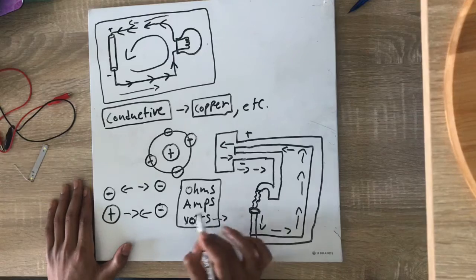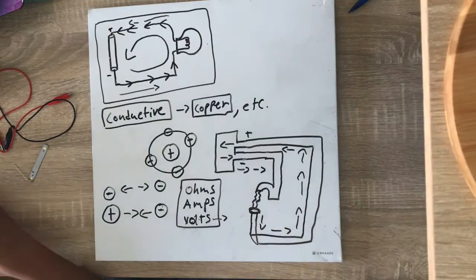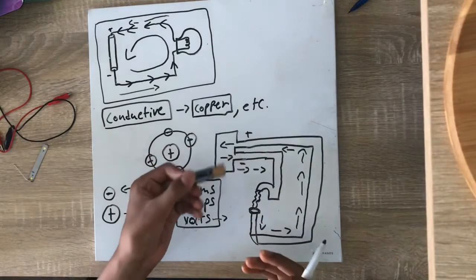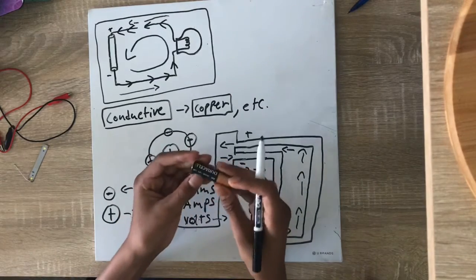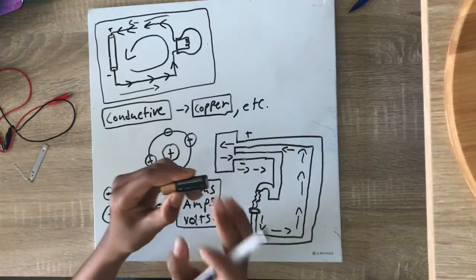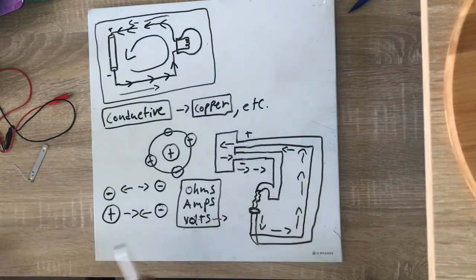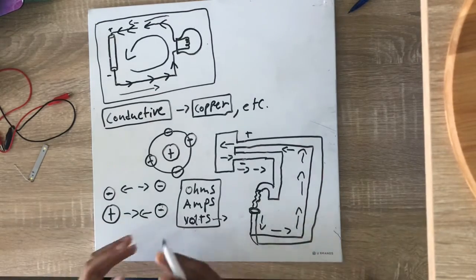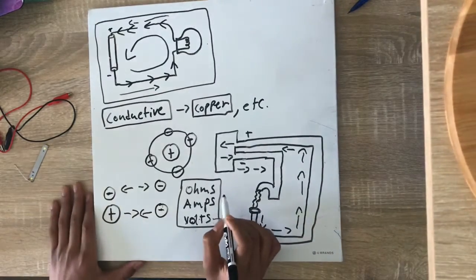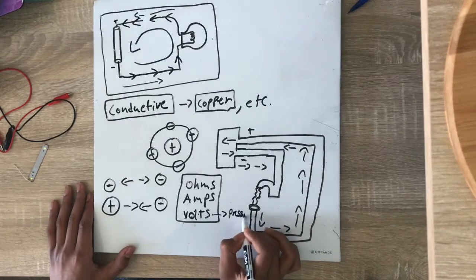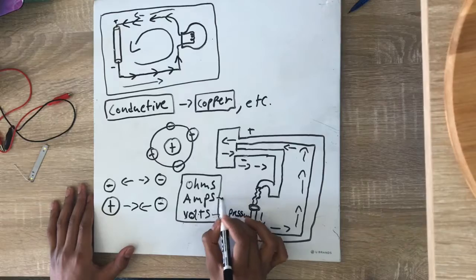You can normally find how many volts are in a battery. For example, on this AA battery right here, you can see it says 1.5 volts. That tells you how many volts are in that specific battery. So that's how pressurized the electricity is. Next, we're going to go to amps. So volts is basically the pressure, okay?